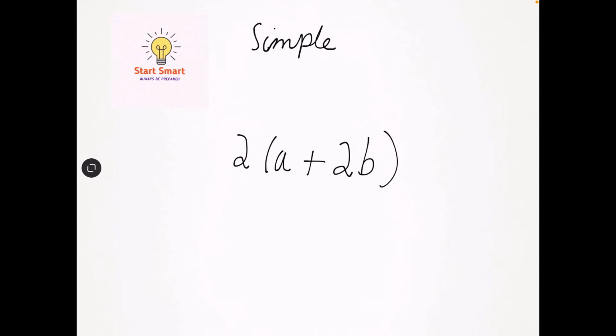Hello guys, and today we're going to be looking at expanding single brackets, simple versions and complex ones. Now first, let's look at this example, which is 2(a + 2b).